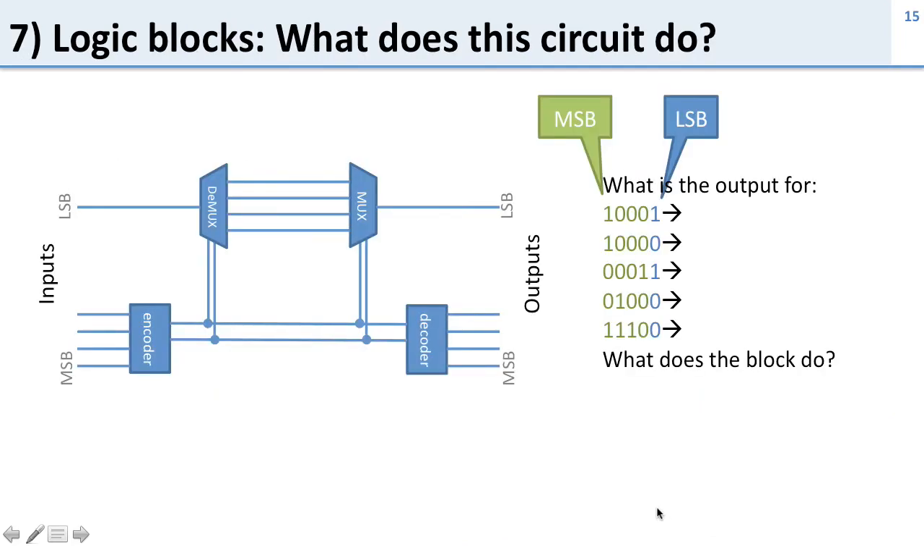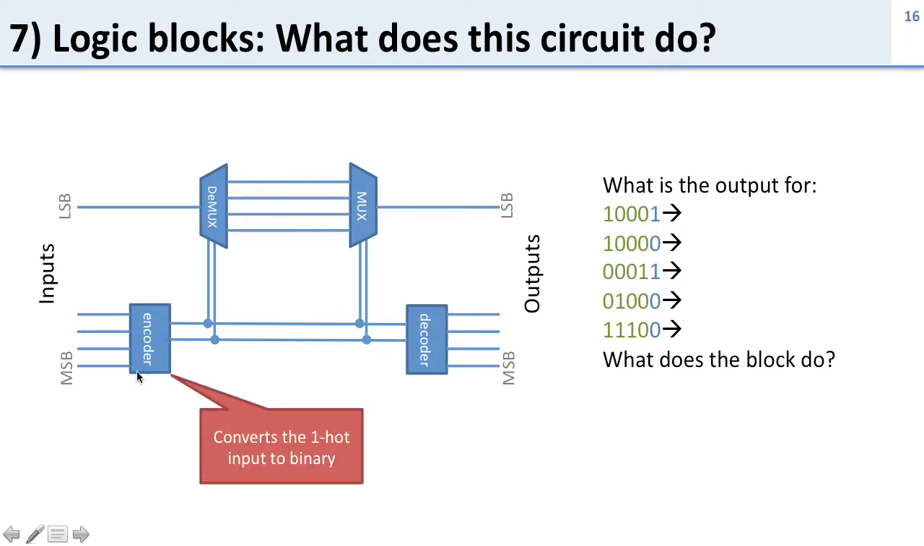Now let's take a look at a logic block here and figure out what this circuit does. So I've got a bunch of inputs here, and we want to figure out what the output is. And the inputs have their most significant bit here and their least significant bit here, and you can see how those correspond to the inputs to the circuit here. So let's walk through this circuit and figure out what it's doing. So the first part we have here is an encoder. And the encoder is going to take a 1-hot input and convert it to binary. So one of these values can be true, and I'm going to get a binary value out here which tells me which one it is.